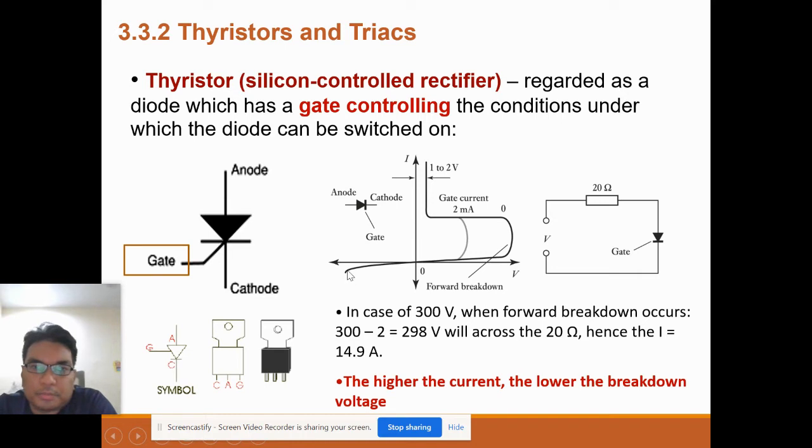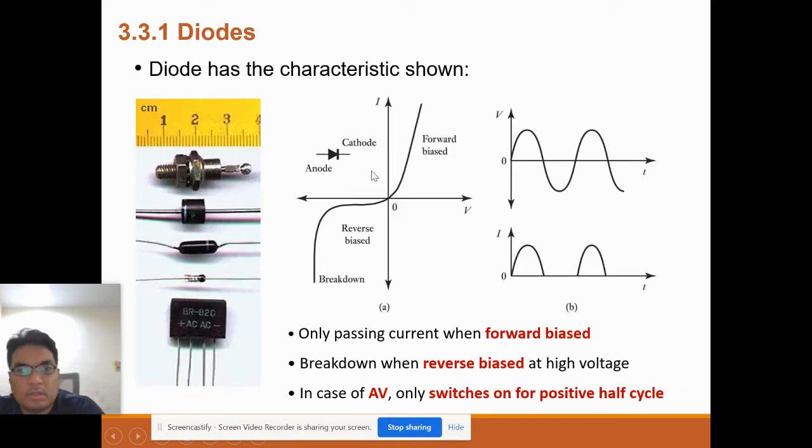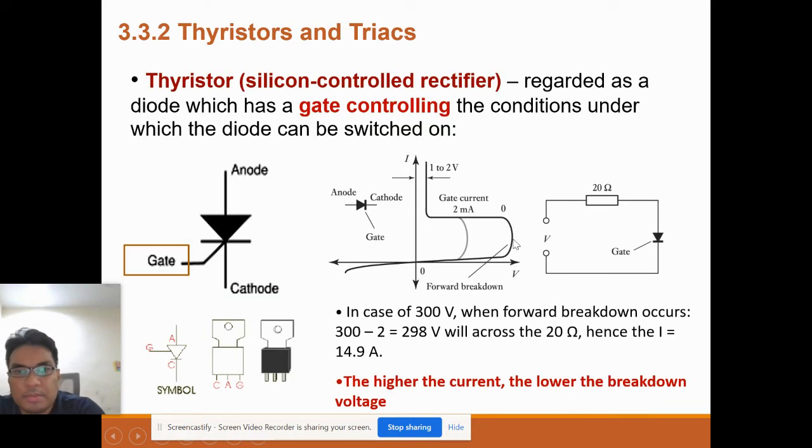So it does not react in the negative or reverse direction. It only reacts in the positive, forward direction. Similar to diodes, but this thyristor has a forward breakdown control. The diode has no breakdown level control, but this one has breakdown control. So when you supply a high voltage here, for example 300 volts, it can break the voltage down to only 1 to 2 volts. So that's the function of the thyristor.